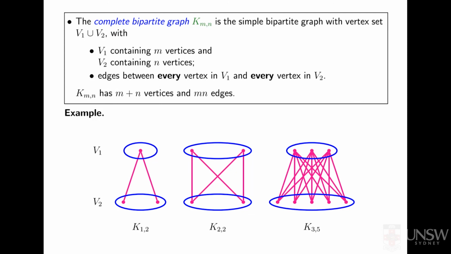We've got a few examples here. So K_{1,2}, there's one vertex in V1, 2 vertices in V2, and we just end up with these 2 edges being present. Whereas in K_{2,2}, there's 2 vertices on either side, and what you end up with actually is a cycle, the cyclic graph of length 4, shown in a bipartite way. Or as the numbers get bigger, things get much more complicated.